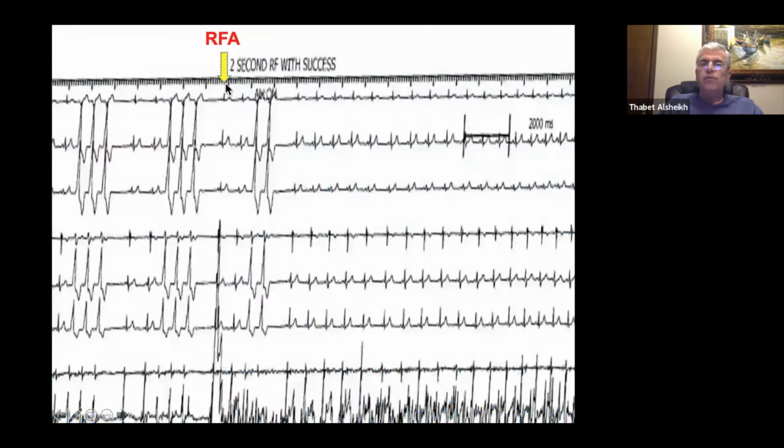And if we are on the successful site and we start ablation, within 2 seconds, all these short runs of VT and ventricular couplets were gone, and the patient had only sinus rhythm, the first ablation.